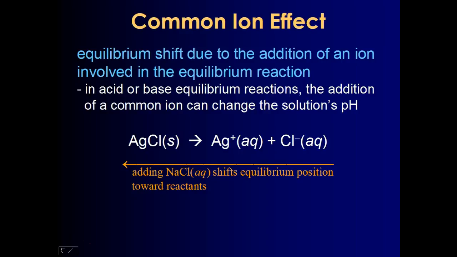So if you do have an ion that's common, it will cause the equilibrium to shift in one direction versus another. In this particular one, adding a source of sodium chloride provides a source of chloride ions. Chloride ions are on the product side. So by adding chloride ions, you cause the equilibrium to shift back towards silver chloride, therefore making more precipitate.